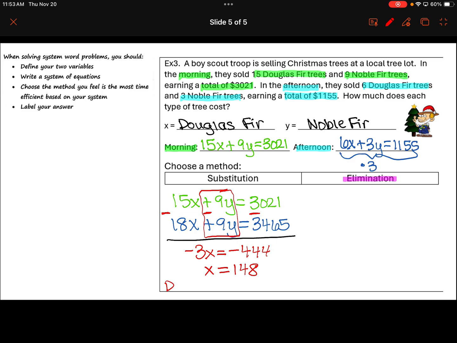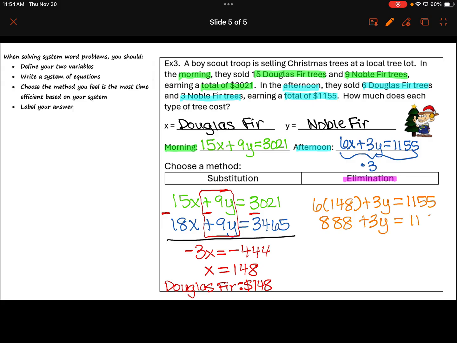So now I know that a Douglas fir costs $148. So now I'm just going to substitute into one of my two equations, so it doesn't matter which one. I'm going to do the one with the smaller numbers. So 6 times 148 plus 3y equals 1155. Okay, and this is definitely a calculator problem. Mrs. Stroll is going to go 6 times 148. Okay, so that's 888 plus 3y equals 1155.